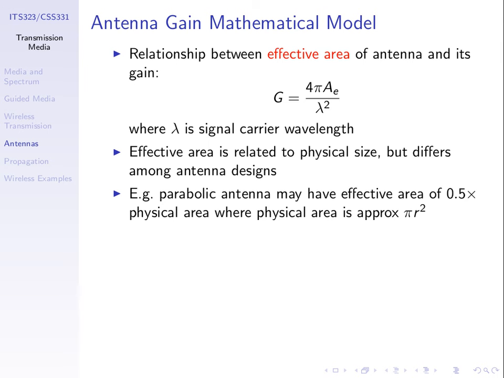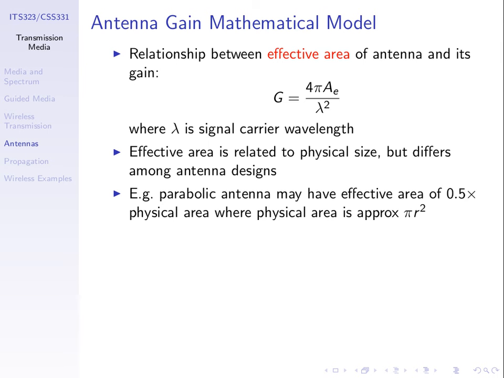So the physical area of a parabolic antenna is approximately pi r squared. If we have a dish which is 1 meter in diameter, the radius is 50 centimeters, the area is about pi times 0.5 squared in terms of meters squared. That's the physical area. The effective area depends on the design, the components, and how it's built. But commonly, it's about half of the physical area.